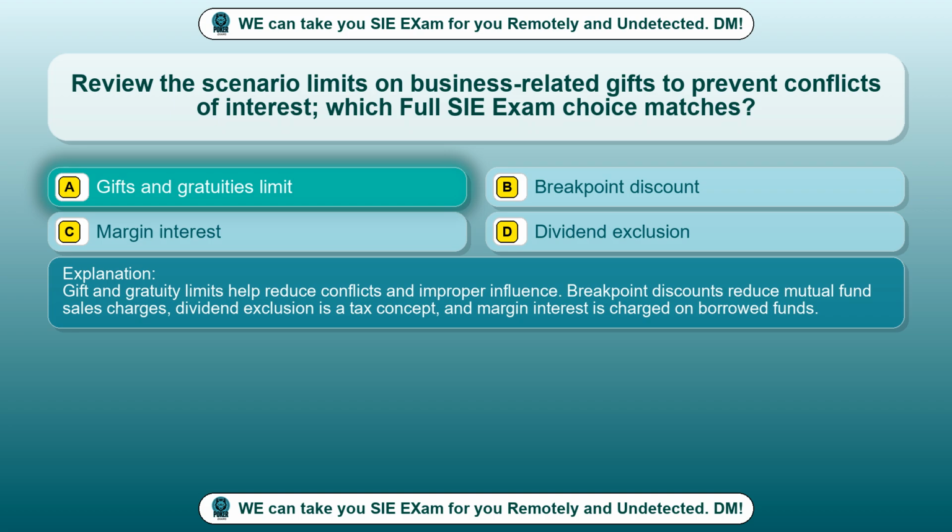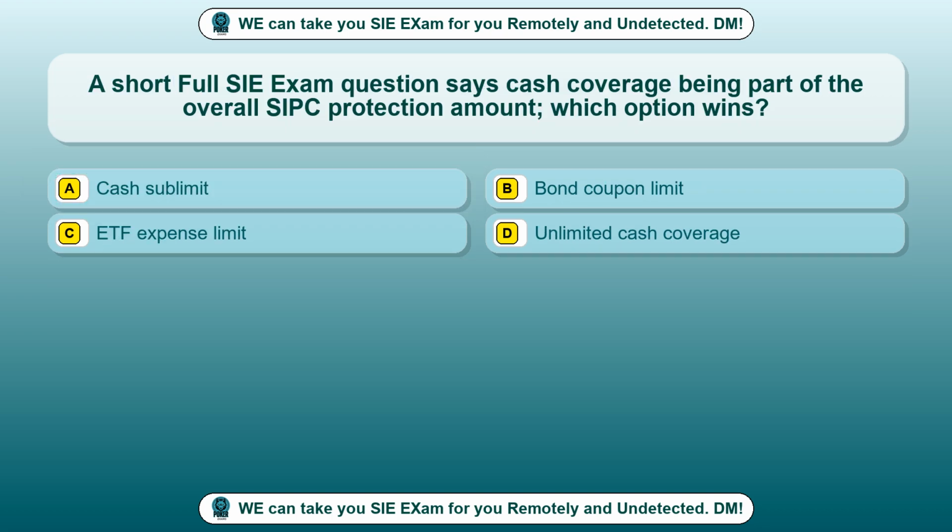Gift and gratuity limits help reduce conflicts and improper influence. Breakpoint discounts reduce mutual fund sales charges, dividend exclusion is a tax concept, and margin interest is charged on borrowed funds.